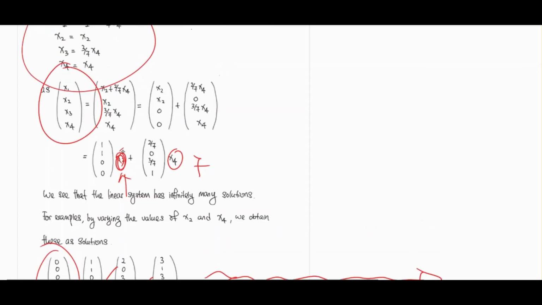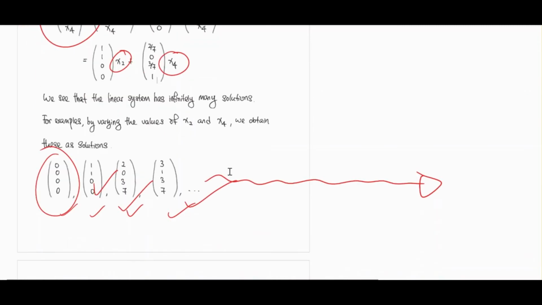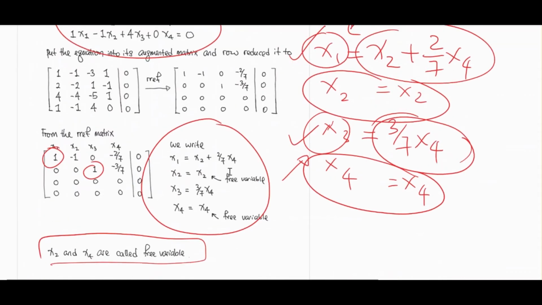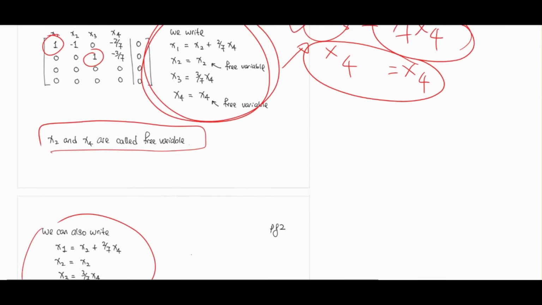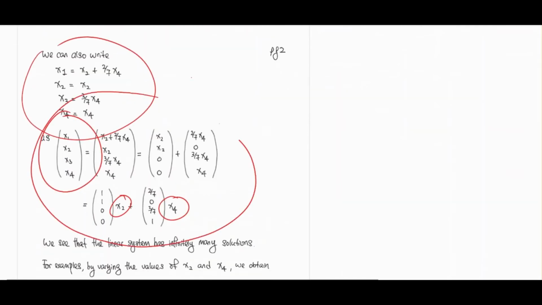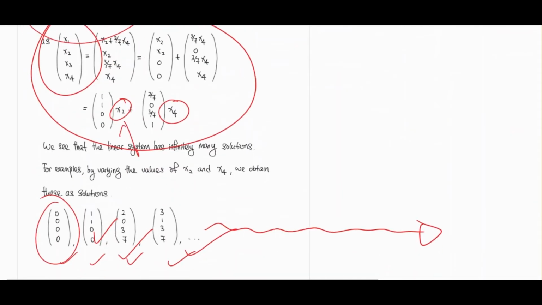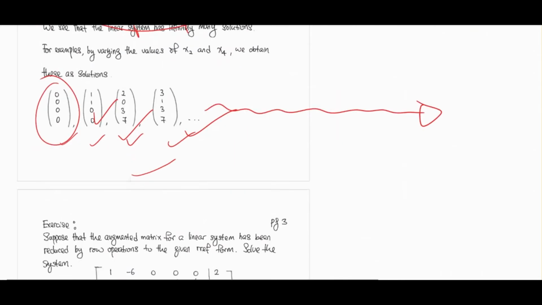And this is the concept of free variable that we talked about in the previous video. A free variable is a variable you can freely assign its value. This is very critical. You must know how to start from a REF matrix, write down the solutions, write them in matrix form, and be able to see that these are the free variables that generate infinitely many solutions.